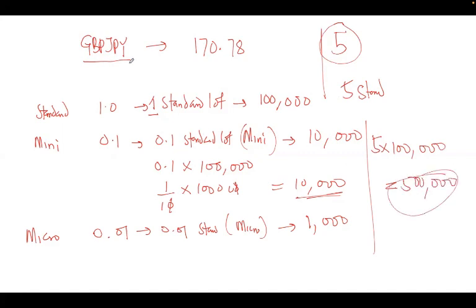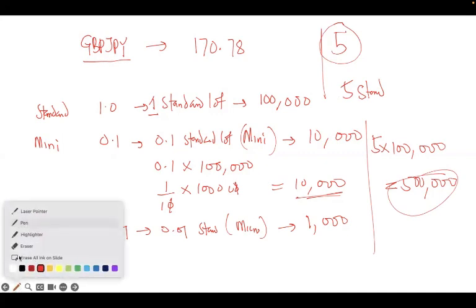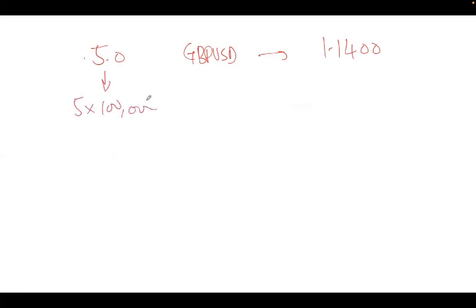Let me explain that here. If you choose 5.0 standard lots on GBP USD, and the cost of this is 1.40, sorry, the first one I used was JPY, I've switched to GBP USD. If you use 5.0, this is actually what you're buying: 5 times 100,000, which is 500,000. This is the amount you're buying.